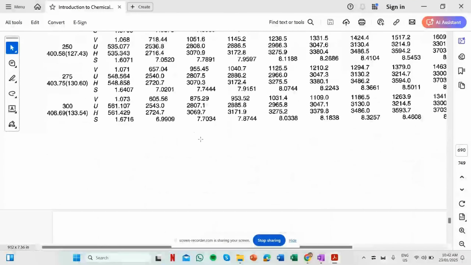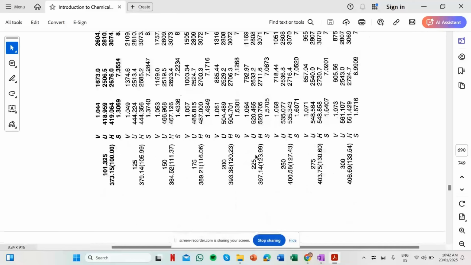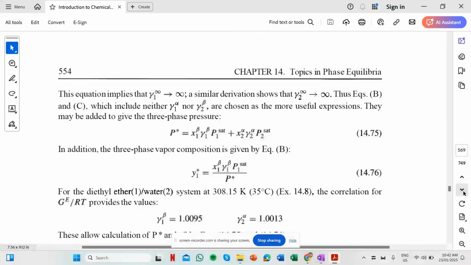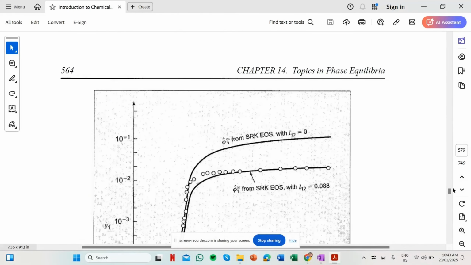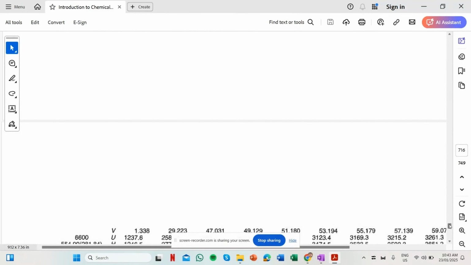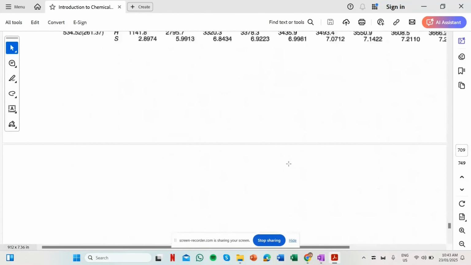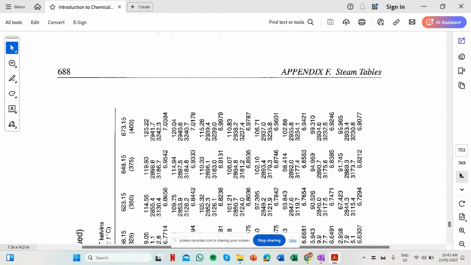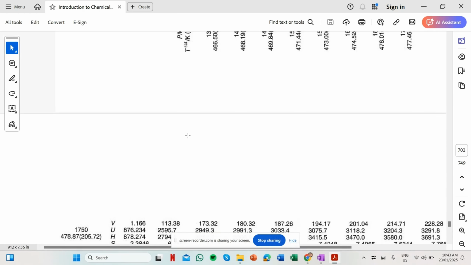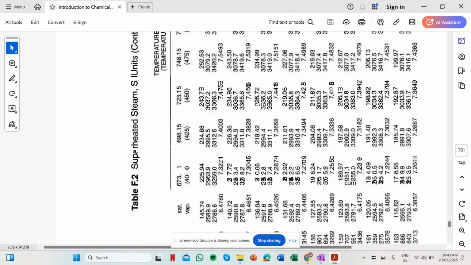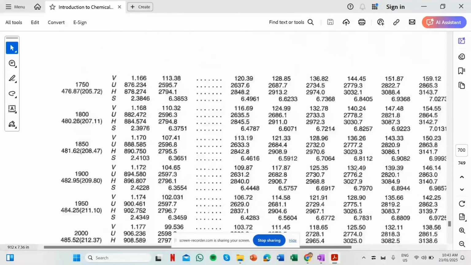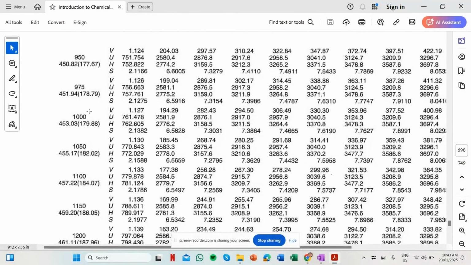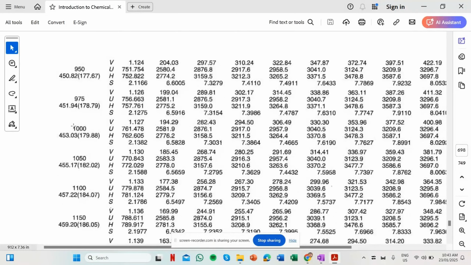Where is it? Okay, not here. Okay, there's something wrong with the file, I guess. Okay, apologies. Okay, 5000, 3000. Okay, so we're near. Okay, we're still far from it. Okay, here, 1000. This is the kPa.